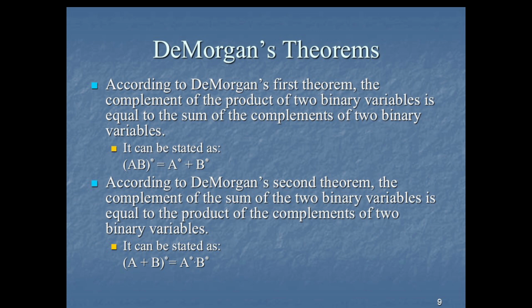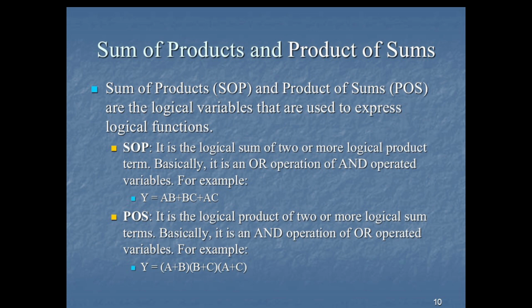Now we talk of two terms, that is, sum of products and product of sums. These are the forms of logical expressions. Sum of products means the expression Y is written as AB plus BC plus AC, that is, a sum of three product terms. Similarly, product of sums means we have Y, which is a product obtained from individual sum terms, like (A plus B) multiplied by (B plus C) multiplied by (A plus C).